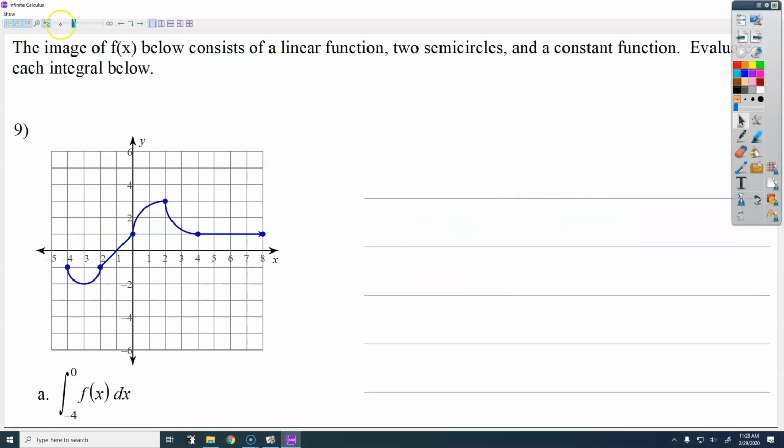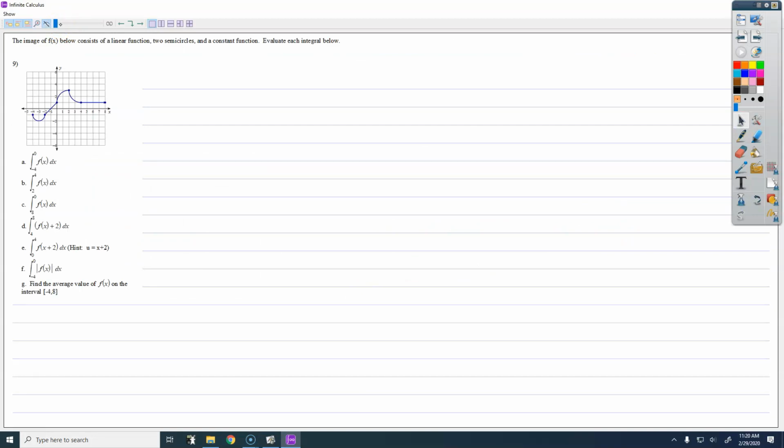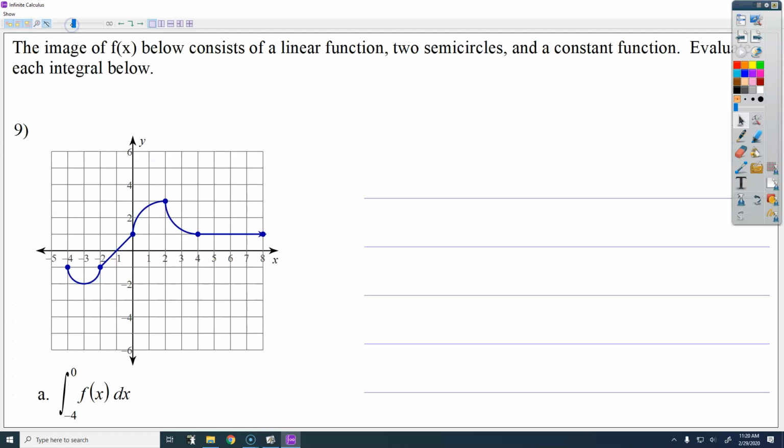All right, we have one more question, I believe, for this one. Find the average value of f of x on the interval from -4 to 8. Okay, how do you find the average value of a function? The average value of a function is given by this expression here. Oops, that is wrong. Back up.